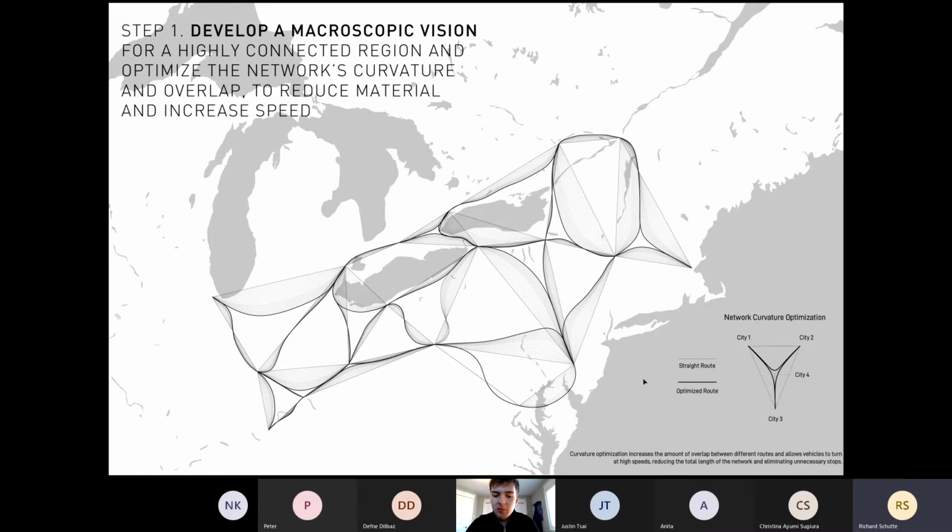This curvature optimization aims to smooth the paths connecting these cities so that you wouldn't need to stop from one city into the next. And if you wanted to go through, you could travel at speed. The next thing this does, and you can see in this diagram in the bottom right, is that from where this triangle of cities was connected, now it makes this smooth connection. And the total infrastructure length is greatly reduced because we can have this overlap between our paths.